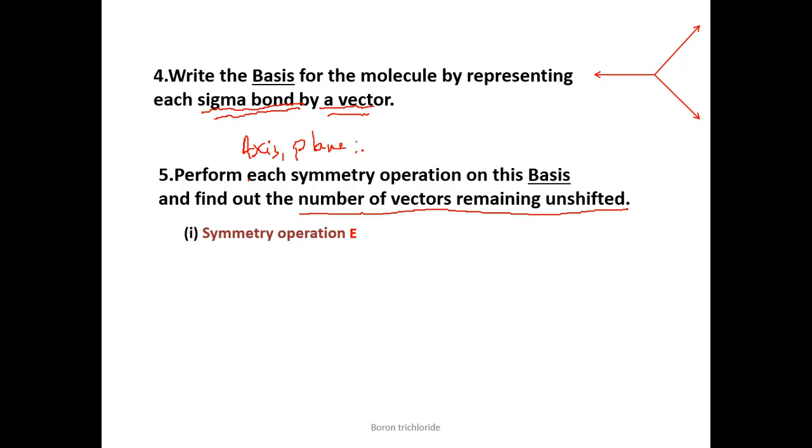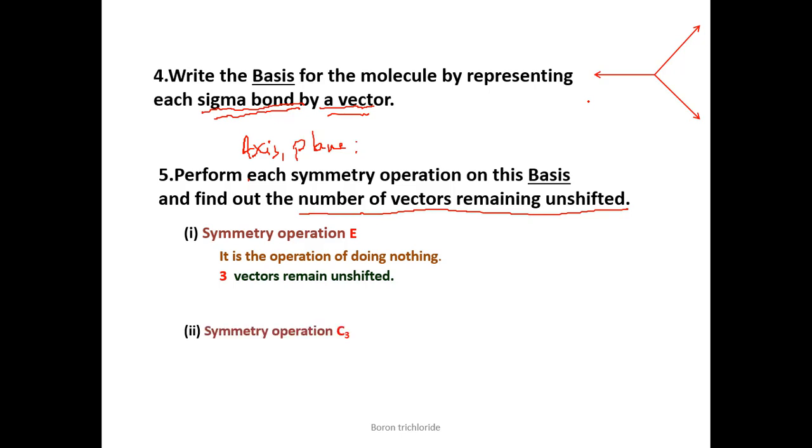First, we will take up the symmetry operation E. Symmetry operation E is the operation of doing nothing, which means all the three vectors remain in the same position, nothing is done. So all the three vectors remain in the same position means they are not shifted, and so the number of unshifted vectors is 3.